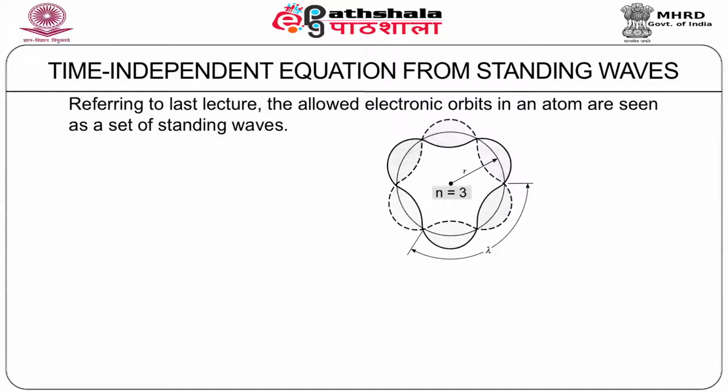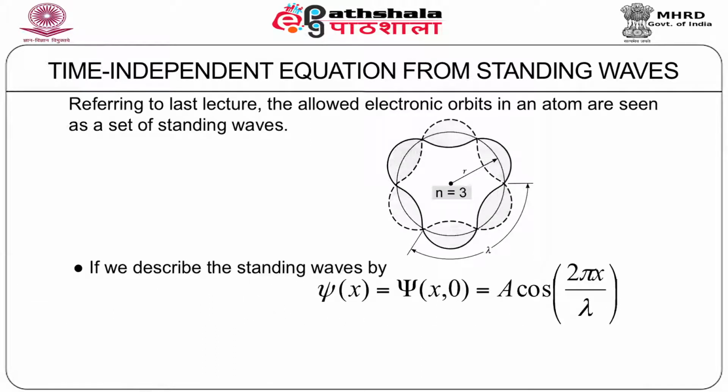So this is the same diagram which was shown in the last lecture. That is, this is the electron wave pattern for the state n equal to 3, the second excited state of a hydrogen atom. So we can also describe the standing waves by putting time equal to 0 in our equation for psi(x,t), and we describe this wave function by small psi, which is equal to capital psi(x) with the time put equal to 0. So the dependence on time is taken out, and you get a cosine 2 pi x by lambda.